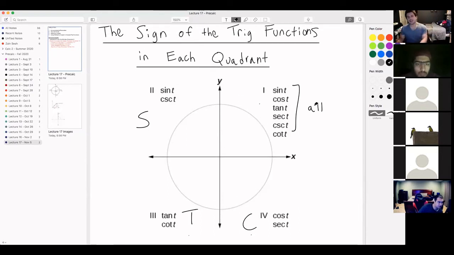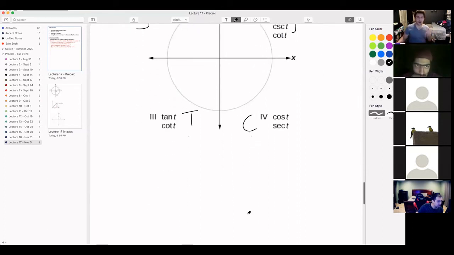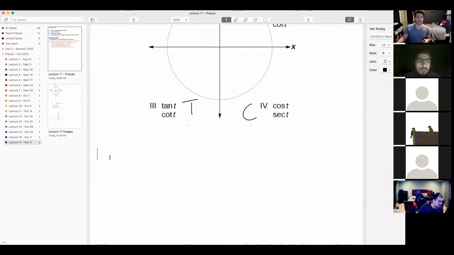So this is going to tell you in which quadrant which trig functions are positive. So all in this quadrant, sine in this one, tangent in the third, and cosine in the fourth. So all students take calculus. Okay, good. So I'm just going to type up quickly what I have here. All right. So use the phrase.